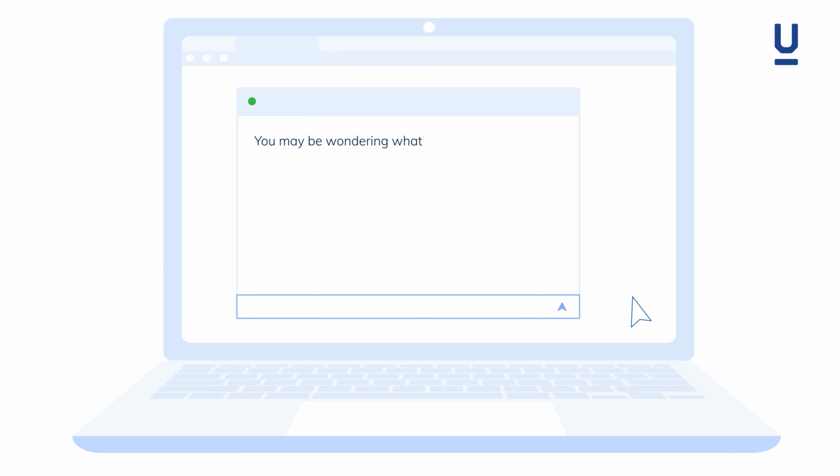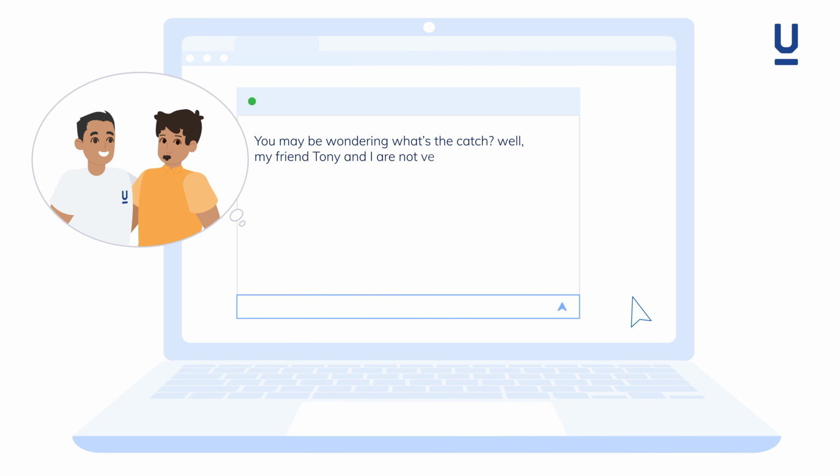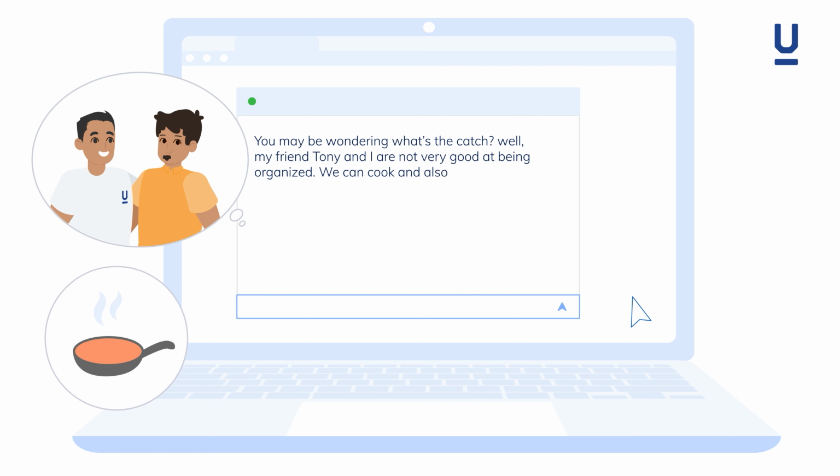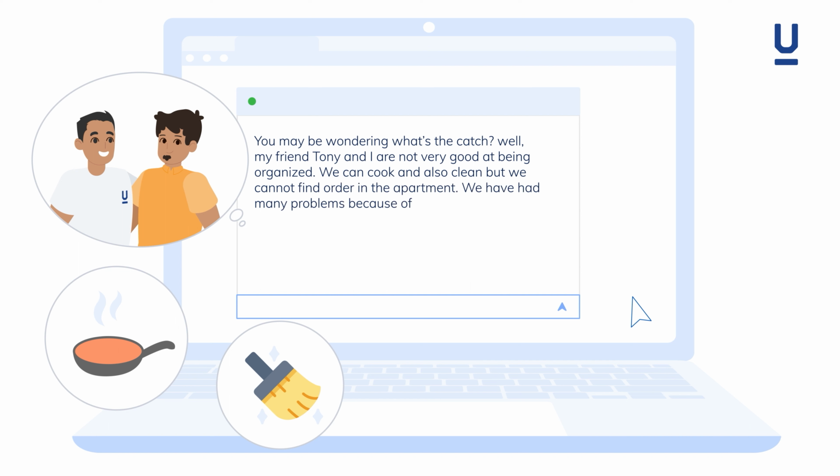You may be wondering what's the catch? Well, my friend Tony and I are not very good at being organized. We can cook and also clean, but we cannot find order in the apartment. We have had many problems because of that, so if you apply to be our roommate, please consider that you'd have to help us find some order here.